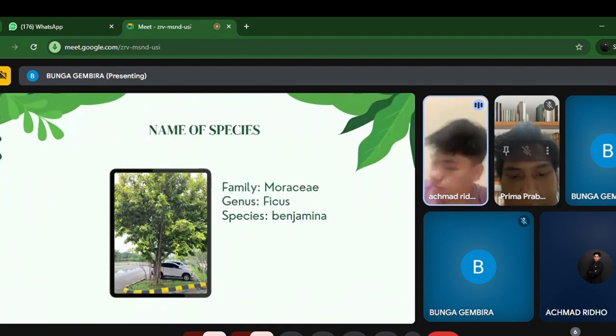Okay, and I will explain the tree. We use a tree. What is its name? Pohon Dewan. And the species: the family is Moraceae, the genus is Ficus, and the species is Benjamina.